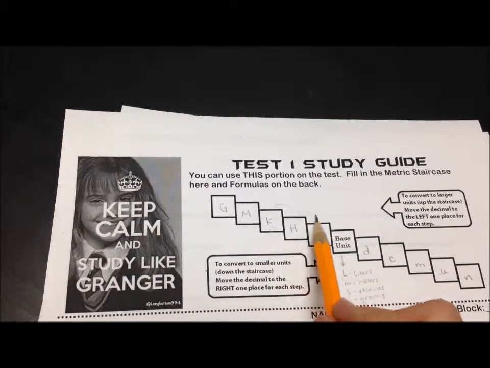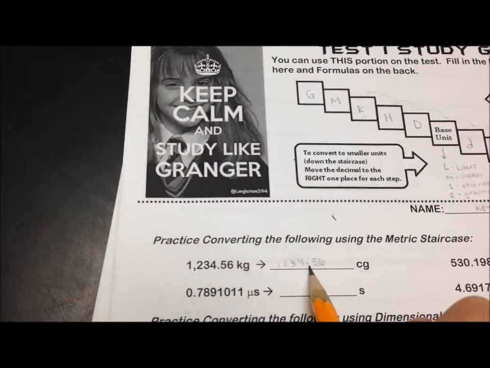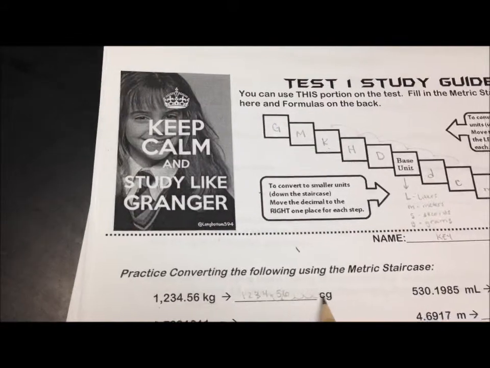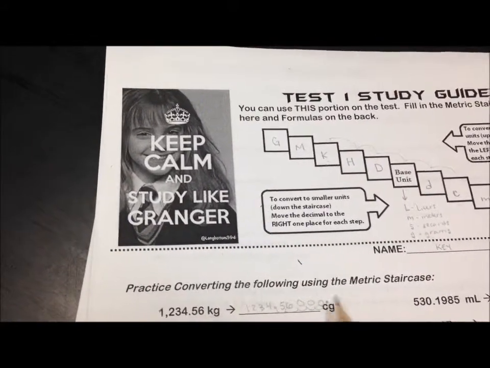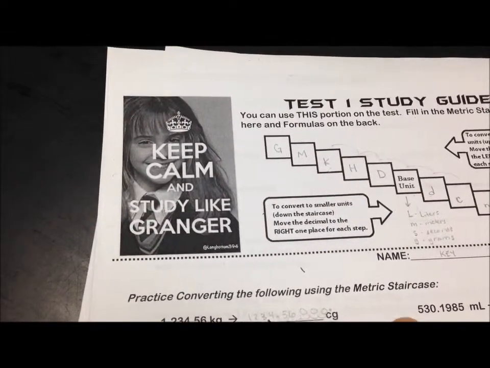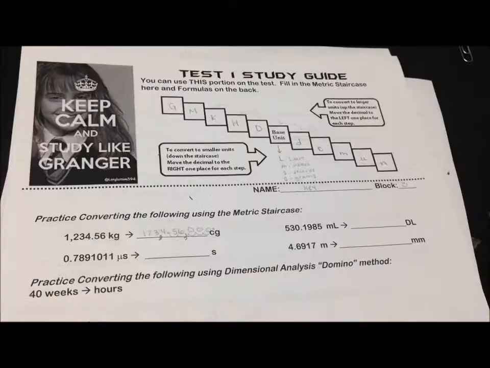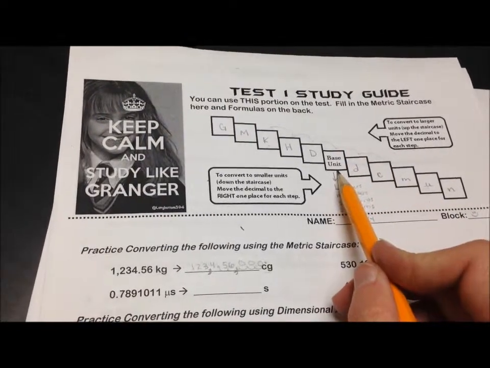So I'm going to go 1, 2, 3, 4, 5 steps, and I'm going to the right. So I'm going to take this decimal place and I'm going to move it 5 steps to the right. 1, 2, 3, 4, 5. Now these can't stay blank, we have to put zeros in there. 1, 2, 3. My new decimal place is at the end. So this becomes 123,456,000 centigrams.